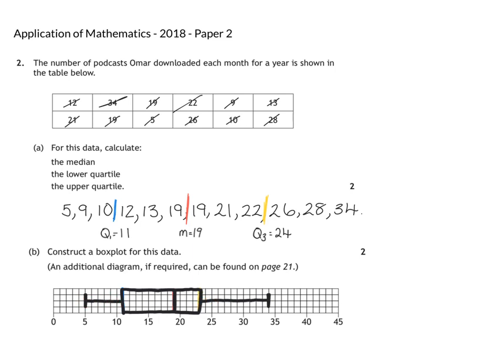So our marks for these parts of the question. For part A, we get 1 mark for our median, and then 1 mark for both the quartiles being correct. So you need the 11 and the 24 for the second one. And then for our box plot, we get 1 mark for our ends being correct, so the 34 and the 5, and the second mark is for the box being correct. So that is us for question 2, so we'll go on to question 3.